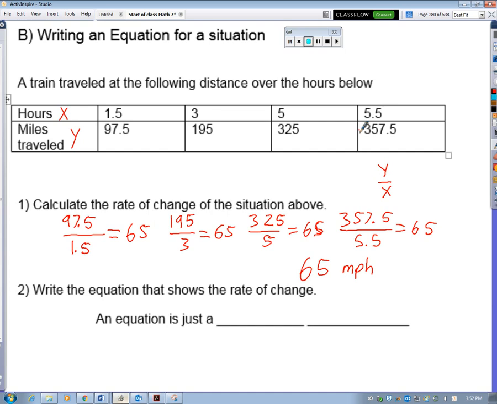Okay, now we're going to write an equation that shows the rate of change. An equation, it's just a math problem. That's all it is.